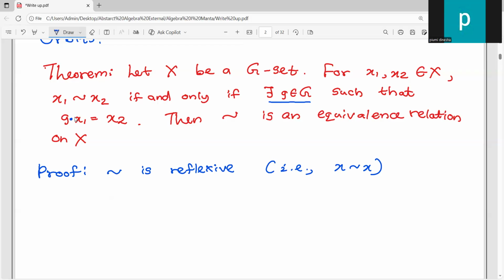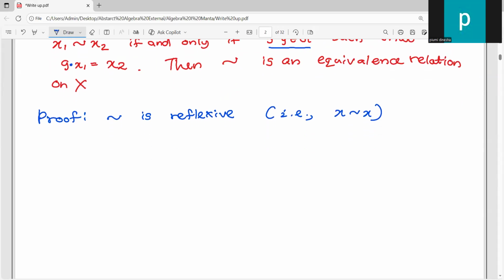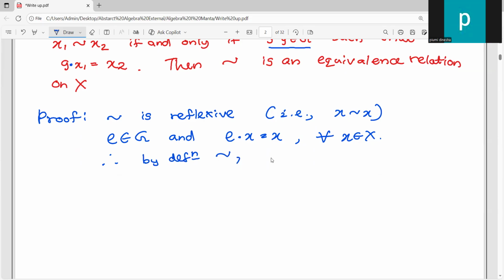Yes, madam. Which is that element? What is that element? The identity. Exactly, the identity element, right? e is in G and e dot x is equal to x for all x in this set. Therefore, by the way we have defined this tilde, we have x to be equivalent to itself, x tilde x.